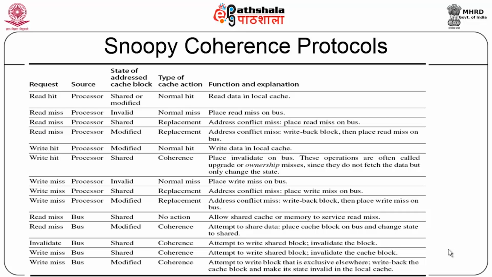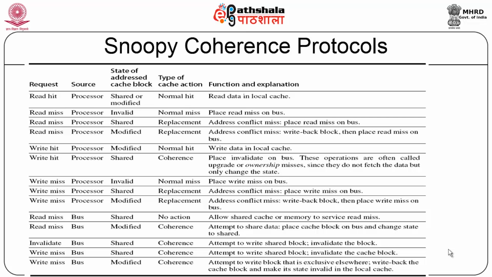If it is a read miss by the processor, which means the data is not available, and the cache block is in an invalid state, then you will just have to place the read miss on the bus, and the data that is available in memory will be transferred to the processor. And if it is a read miss by the processor and the cache block is available in a shared state, it basically means that some other processor has already read in the data.